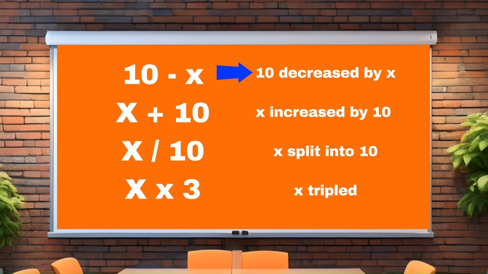Similarly, the expression x add 10 can be worded like x increased by 10. The words increased by have been used instead of add. X divided by 10 can be worded into something like x split into 10. And x multiplied by 3 can be worded as x tripled, because triple means 3 times. That was easy, wasn't it?